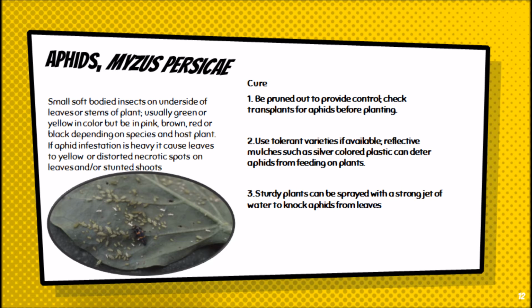So how can it be cured? Infested parts can be pruned out to provide control. Check transplants for aphids before planting. Use tolerant varieties if available. Reflective mulches such as silver colored plastic can deter aphids from feeding on the plant. And sturdy plants can be sprayed with a strong jet of water to knock aphids from the leaves.